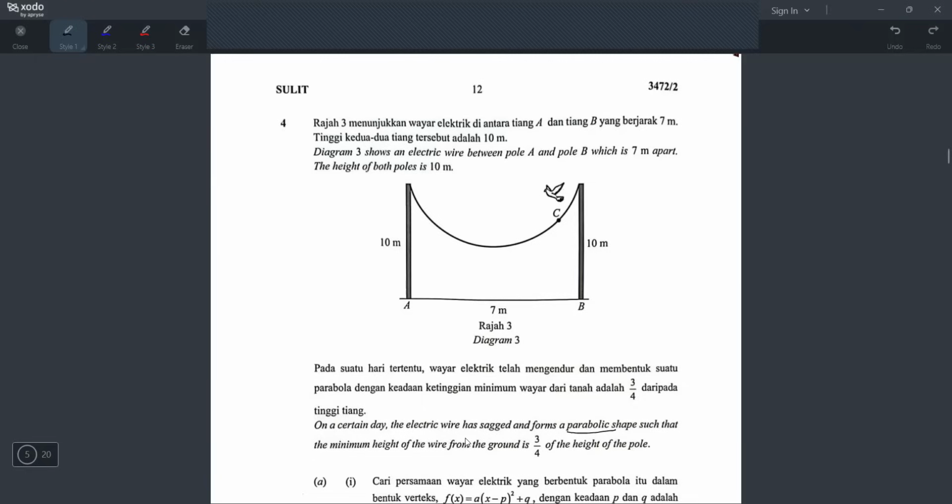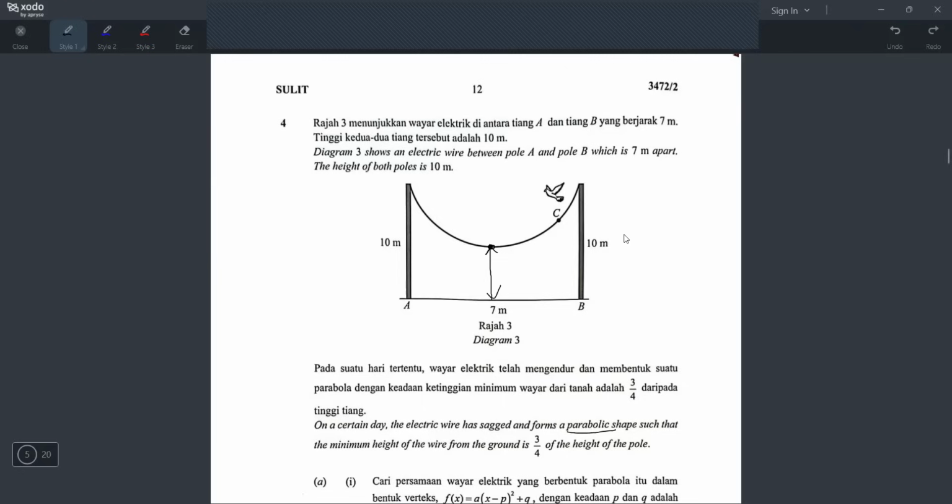Okay, I don't understand. Let's read one more time. Minimum height of the wire from the ground. So the minimum height, definitely it will be this point. The distance is talking about this distance, right? This is the minimum height, because this height will not be shorter than this, right? So if I want the minimum height of the wire from the ground, it is definitely the vertical distance from the minimum point to the ground. So the minimum height of the wire from the ground is 3 over 4 the height of the pole.